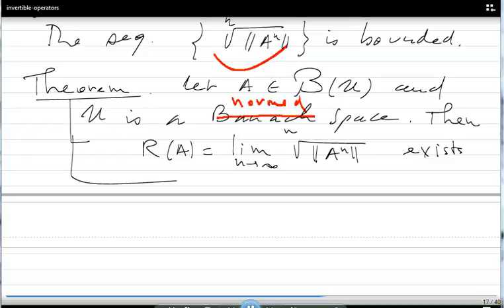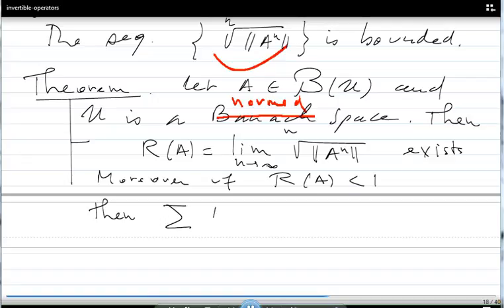And what's interesting is that, moreover, keep in mind that R(A), as we said before, because we're looking at the limit when n goes to infinity, is always less than or equal to the norm of A. Moreover, if R(A) is less than 1, then the series, the sum of A to the power n from 0 to infinity, is convergent.